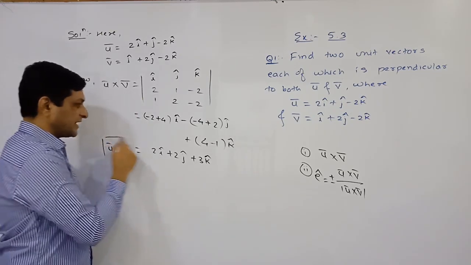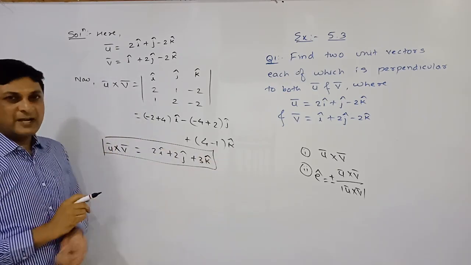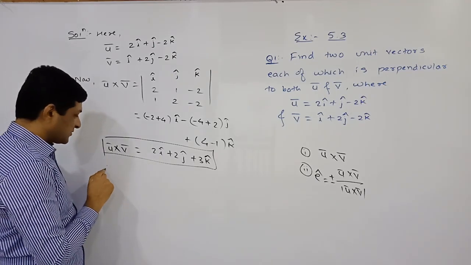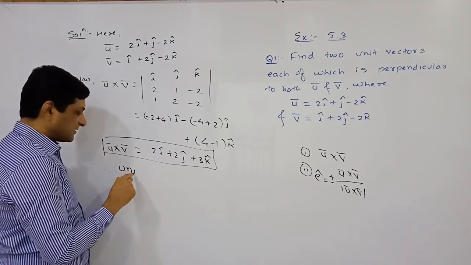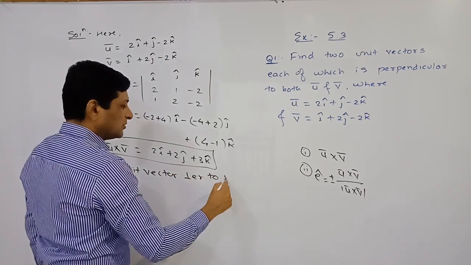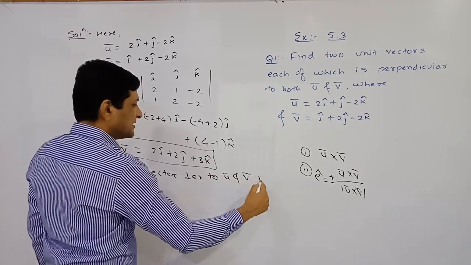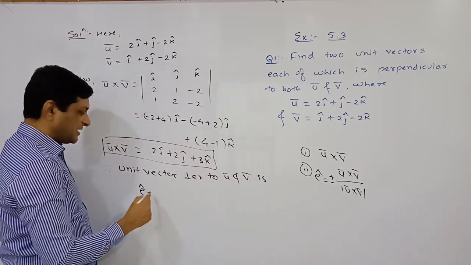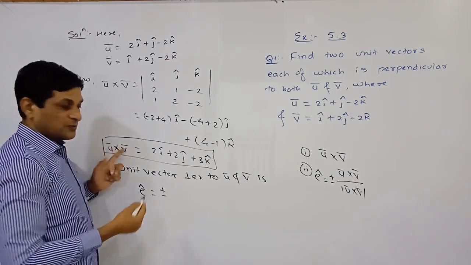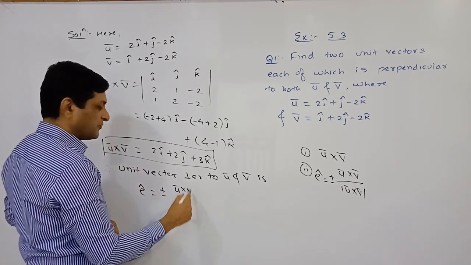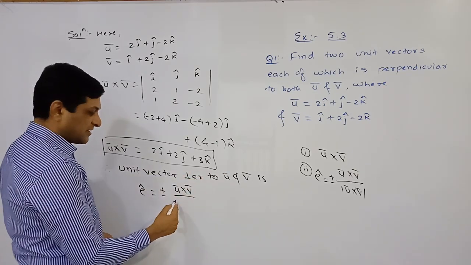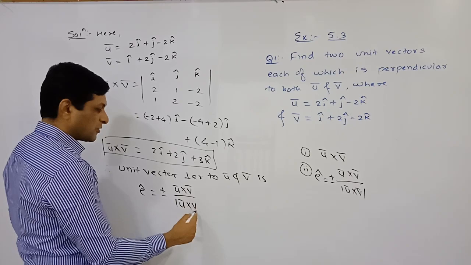So now this is the vector which is perpendicular to u bar also and v bar also. Now we have to find out a unit vector. So to find out a unit vector perpendicular to u bar and v bar, let us denote that unit vector by e cap, is equal to plus or minus. This vector is perpendicular to u bar and v bar. So to find out the unit vector perpendicular to u bar and v bar, divide this vector by its magnitude, the magnitude of u bar cross v bar.